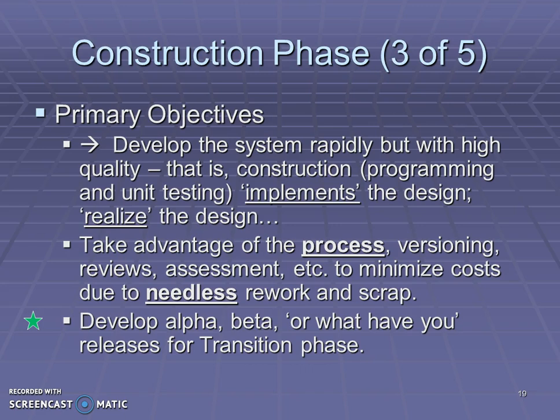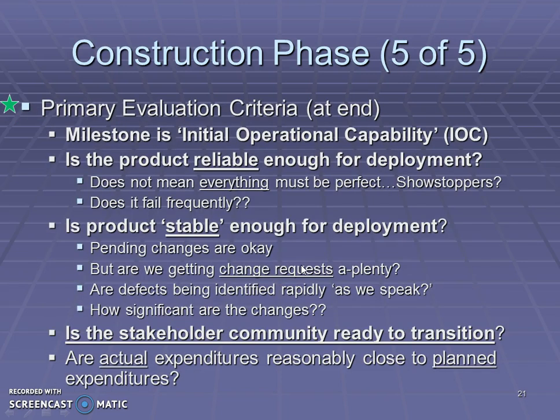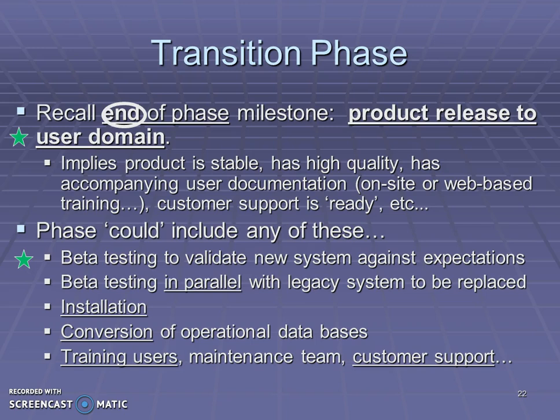So coming to the next thing, before we move on to the transition phase, we need good validation and verification phases in the construction phase itself. It is a very preferable choice. So here the primary evaluation is the milestone. Whether the product is reliable or not, we have to justify it, and we have to make it stable. Such things will happen in the construction phase.